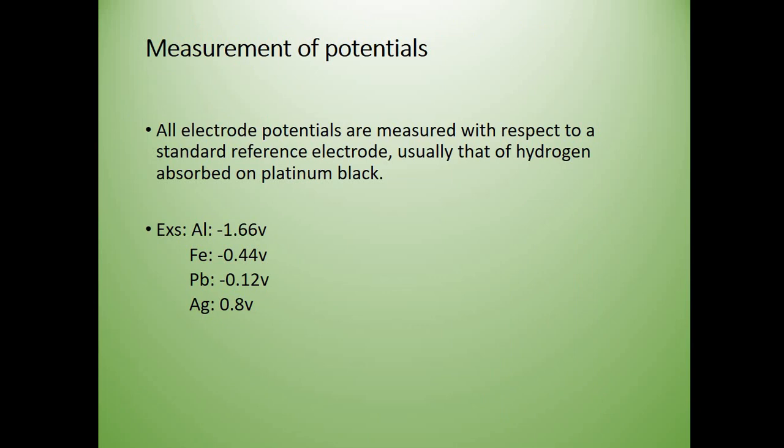All electrode potentials are measured with respect to a reference electrode, usually that of hydrogen absorbed on platinum black. This is an inconvenient electrode to make, and therefore other alternative electrodes which may have fairly stable and repeatable potentials are employed. So electrode potentials of some of the commonly used metals in the electrochemical series with respect to hydrogen are given in these examples.